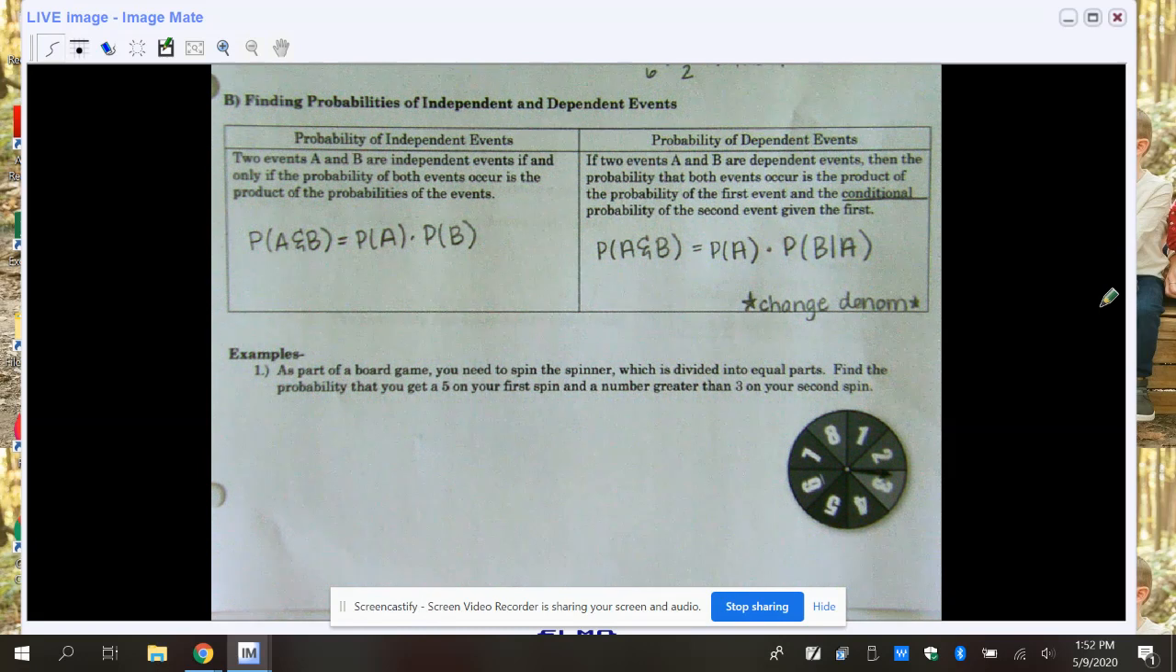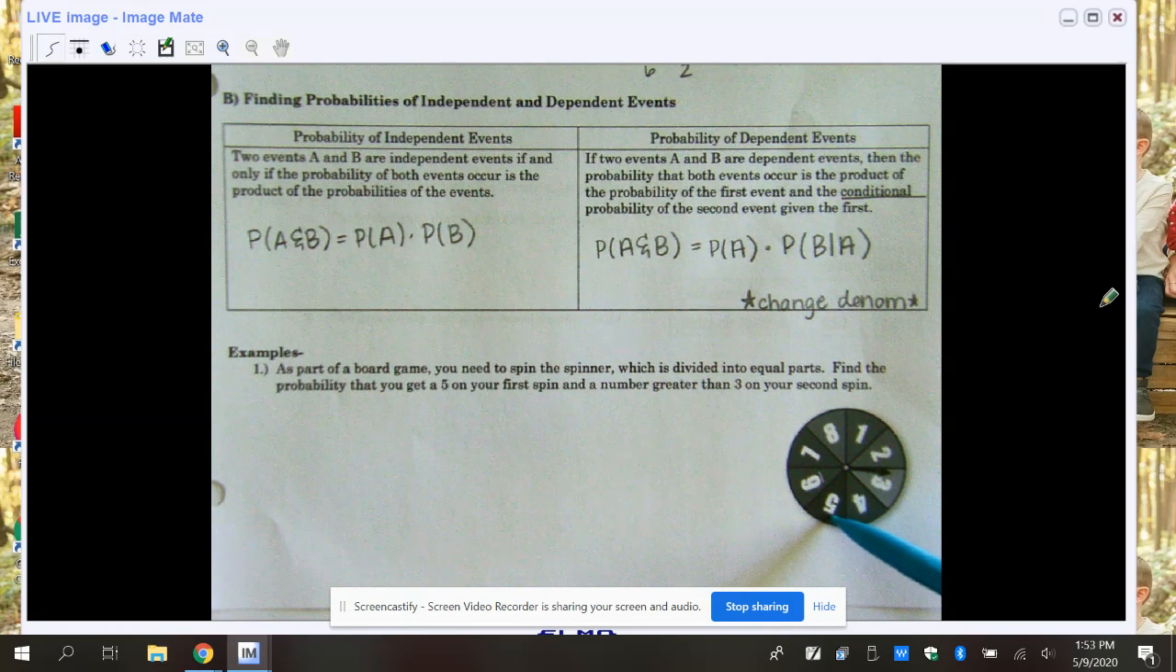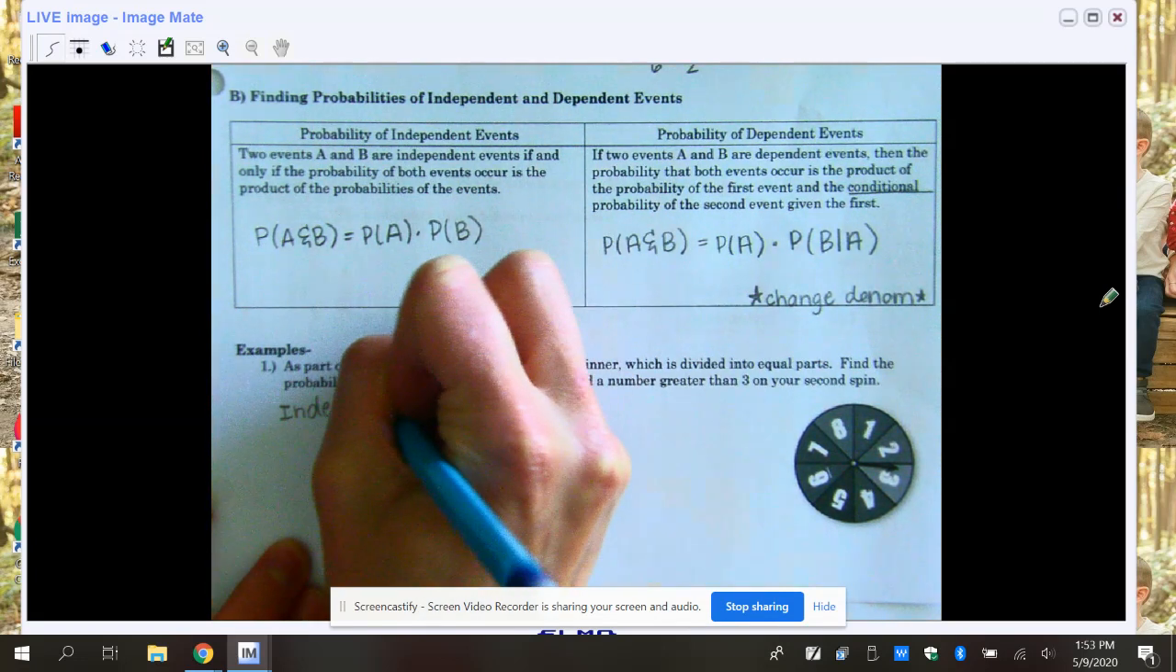So it says, as part of a board game, you need to spin the spinner, which is divided into equal parts. Find the probability that you get a 5 on your first spin and a number greater than 3 on your second spin. Okay, well, first we need to determine is this an example of an independent or dependent situation? So the first event is that I roll a 5. Okay. So I'm not taking the 5 away for my second spin. I'm not taking it out of the equation for that second probability. So this would be an independent example.